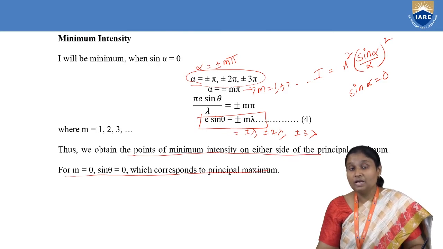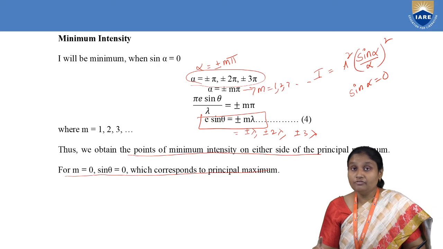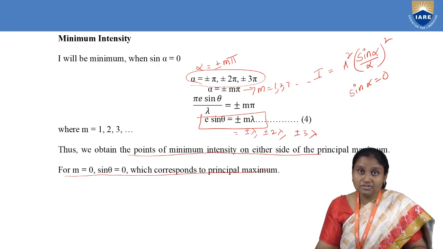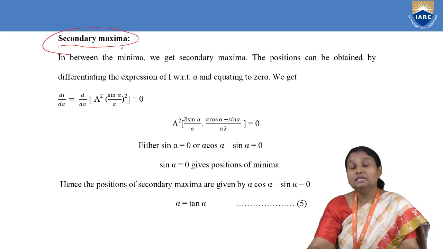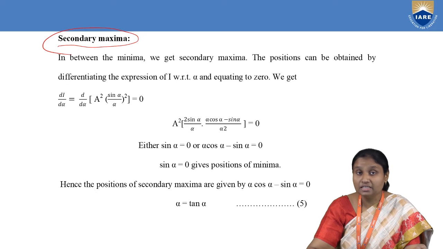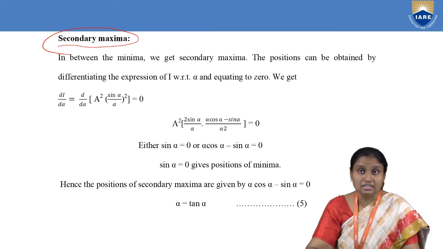What is principal maximum? Where you have maximum brightness, where intensity is more, and that intensity is given by A square. And then we have minimas at position plus or minus m pi. Now apart from principal maxima, you will have secondary maximas. What are secondary maximas? These are bright intensities, but their intensities will be less than that central maxima intensity.